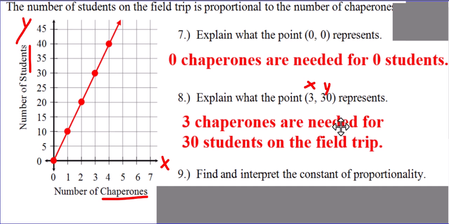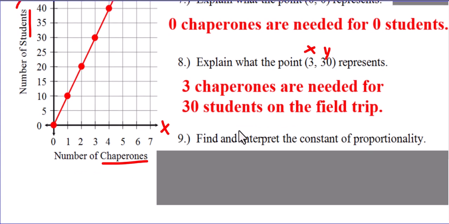Now, do you have to say the word needed? Probably not. But you do need to say 3 chaperones, you do need to say 30 students. And by the way, if you accidentally flip-flopped it, your answer would kind of be hilarious. 3 students will have 30 chaperones? Do you want to go on a field trip with that kind of ratio? I don't think so. So make sure your answers make sense. That's a nice general rule in any kind of mathematics.